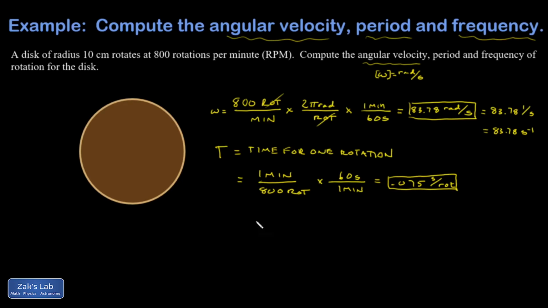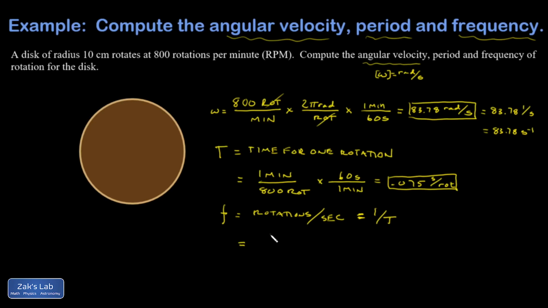All right, finally the frequency. That's rotations per second. So certainly I could go back and start with my 800 rotations per minute, and then just convert the minutes to seconds with a conversion factor. But in this case, just for purposes of illustration, I want to show this little formula that if period is seconds per rotation and frequency is rotations per second, they must be reciprocals of each other.